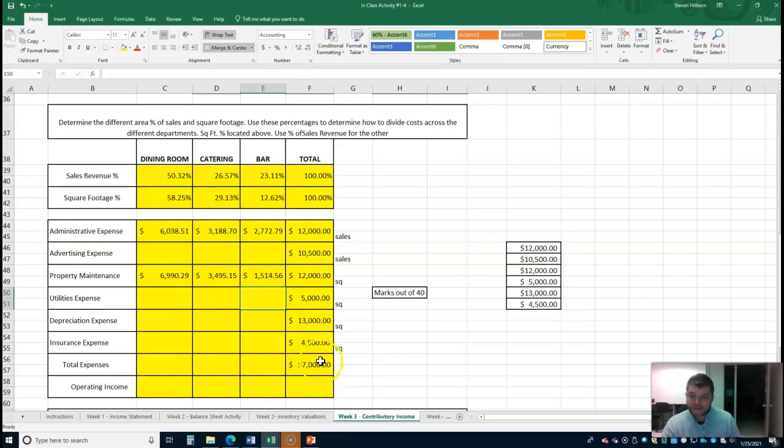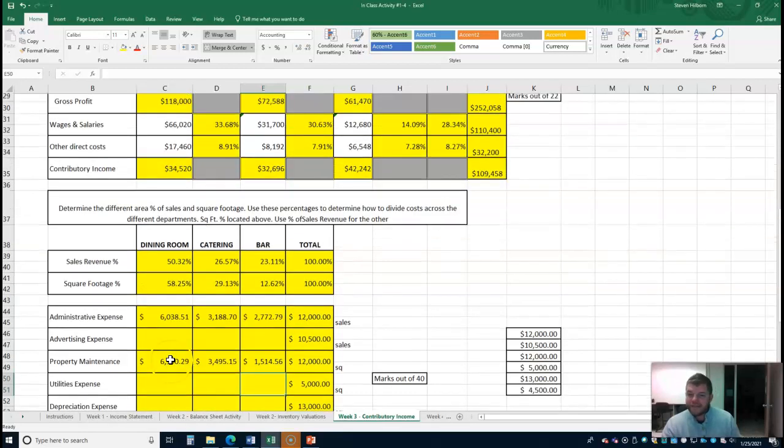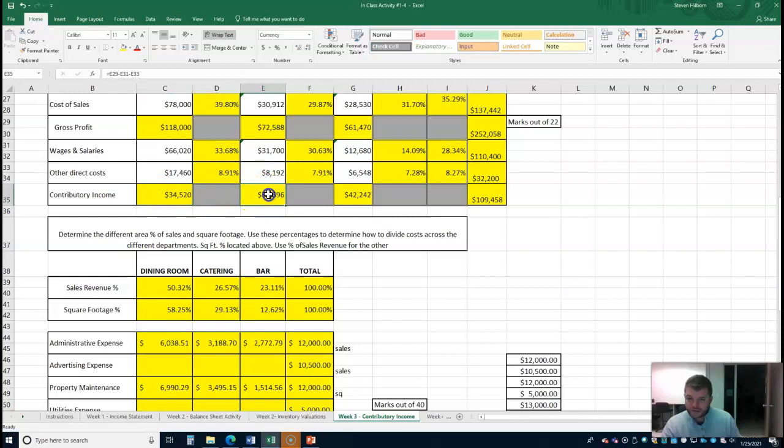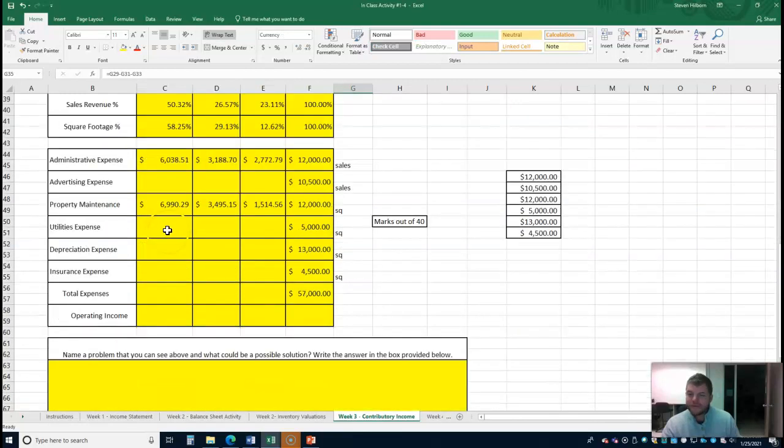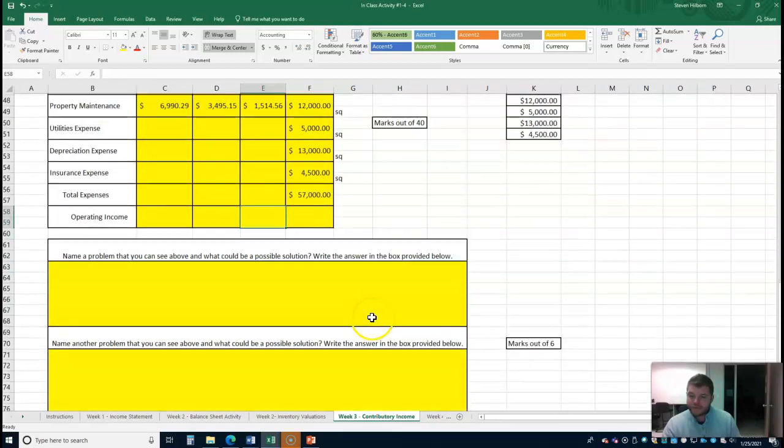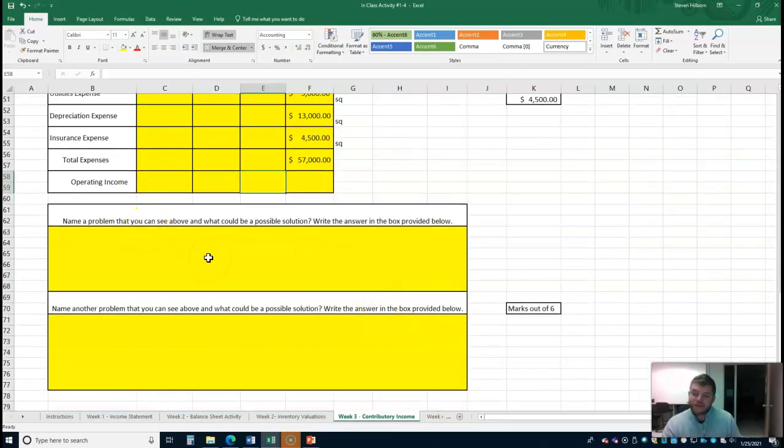So of the $57,000 we have here, we need to break this up, and then you will pull our contributory income here, subtract it by the total expenses for those departments, and find out how did each different department do at the very end. So then we're going to figure out our totals. At the very end, I want you to look at this particular place, find 2 problems and 2 possible solutions, and I want you to put as much detail as you can in this.